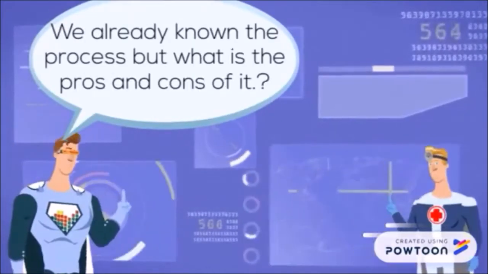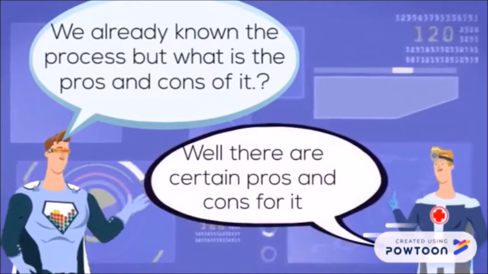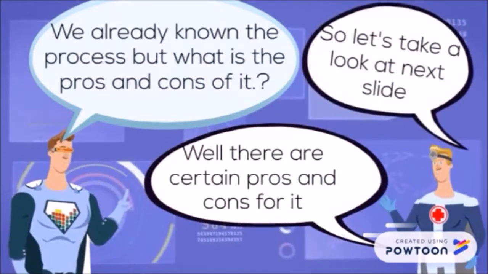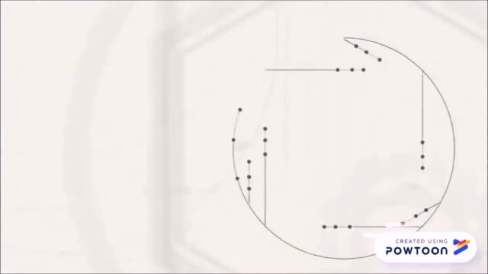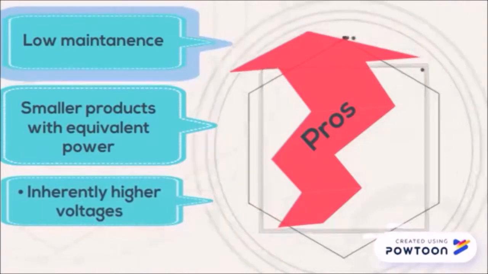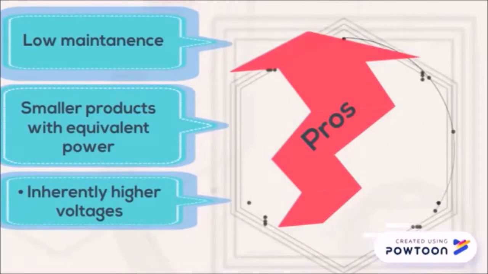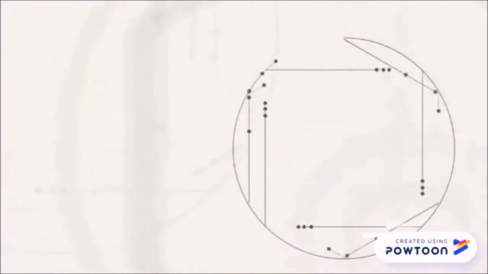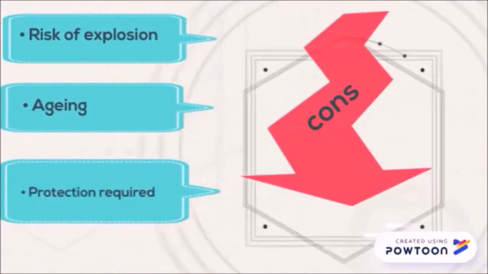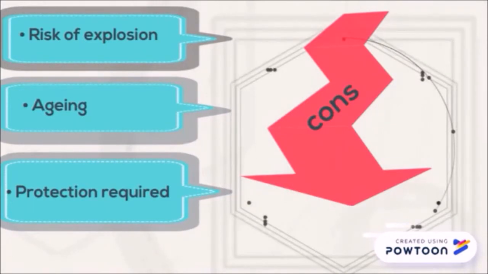We already know the process, but what are the pros and cons of it? Well, there are certain pros and cons. So let's take a look at the next slide. For pros, we can see that it has low maintenance, smaller production with equivalent power and inherently higher voltages. Meanwhile, for cons, we could see that the lithium-ion battery has a higher risk of explosion. Besides that, aging is also an issue and protection is required.